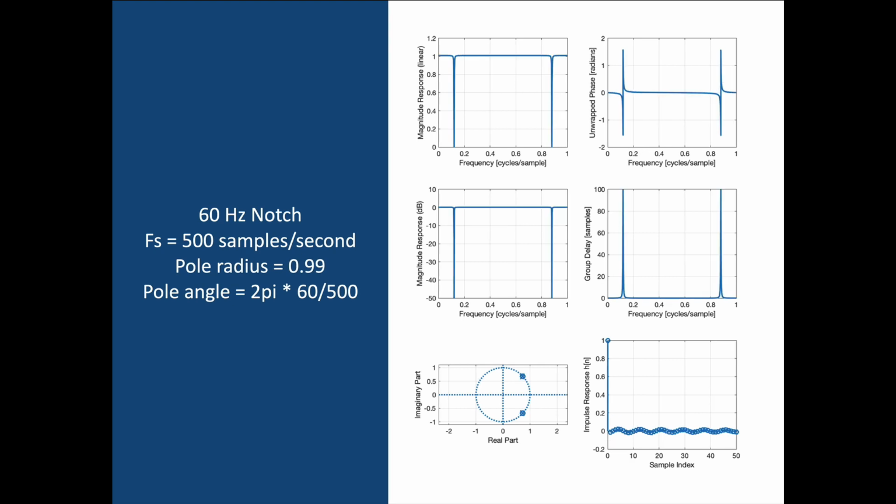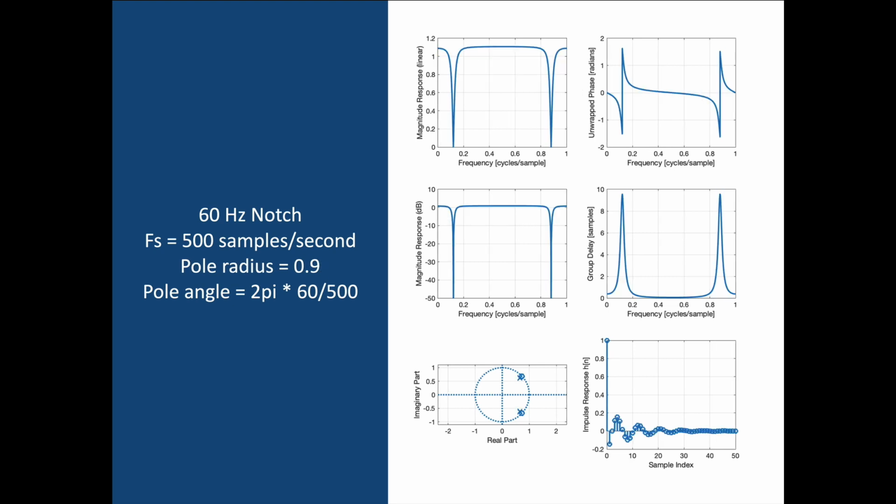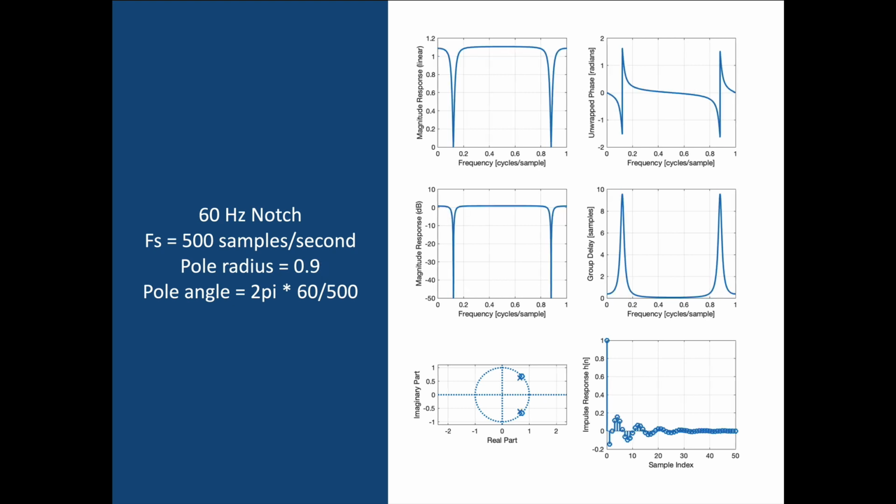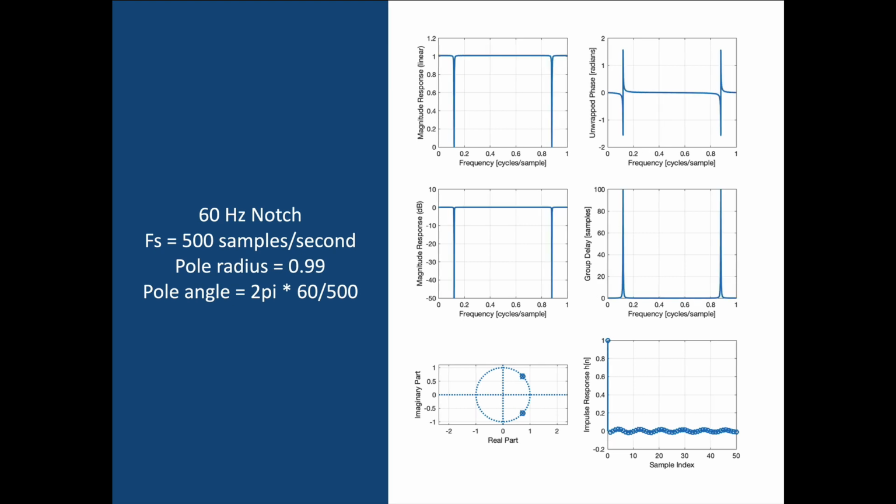Notice also that it affects the phase response rather dramatically. Notice here at 0.99, the group delay at the notch frequency is 100 samples, whereas with a broader notch, the group delay is only about 9 or 10 samples. So all of these things have to be taken into account when you're designing a notch filter.